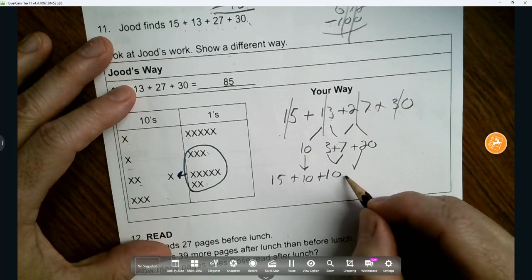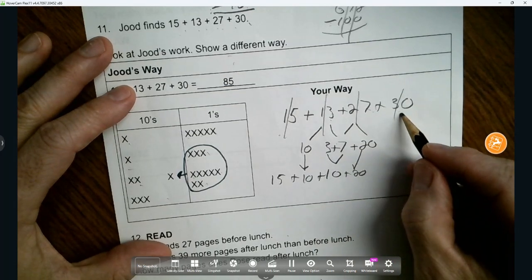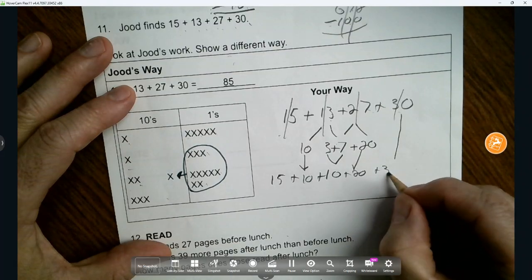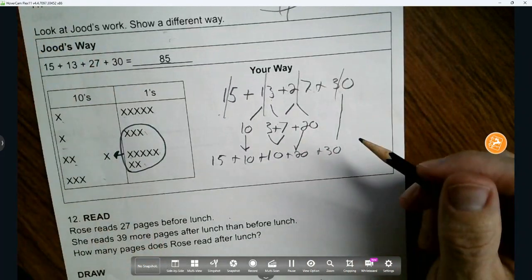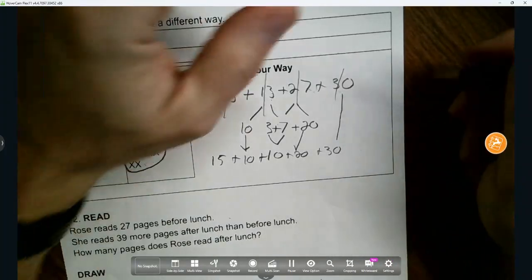So now I have 15 plus, bring this down, 10 plus the 10 we just found, plus we're going to bring that 20 down, and that 30 just comes down because it's hanging out. All right. This looks nice, but Mr. Short, this doesn't, it's okay. Here's how we make this look easier.